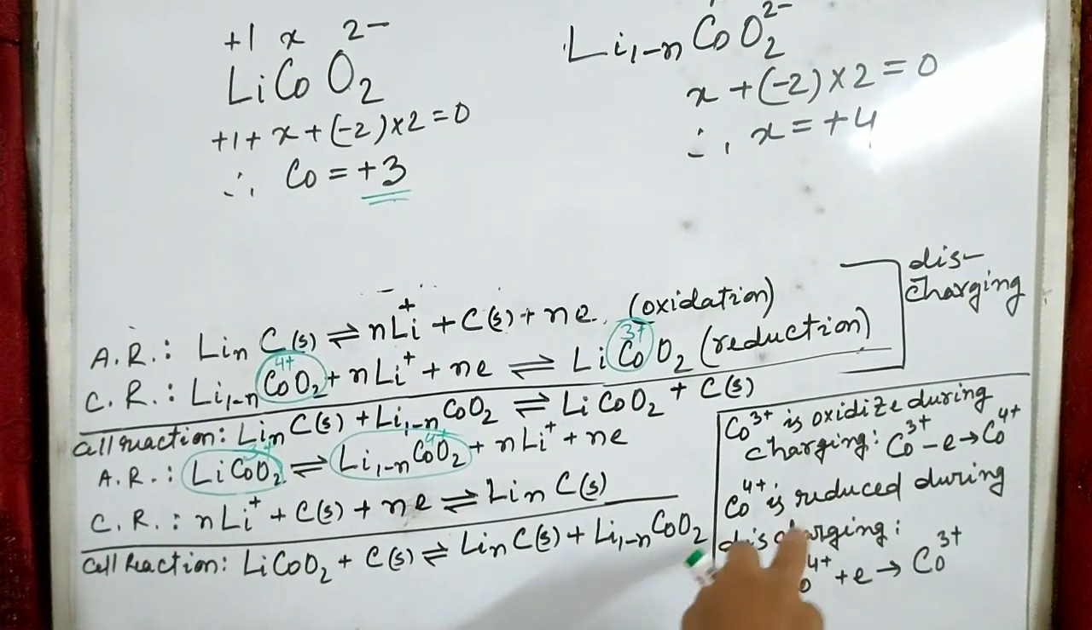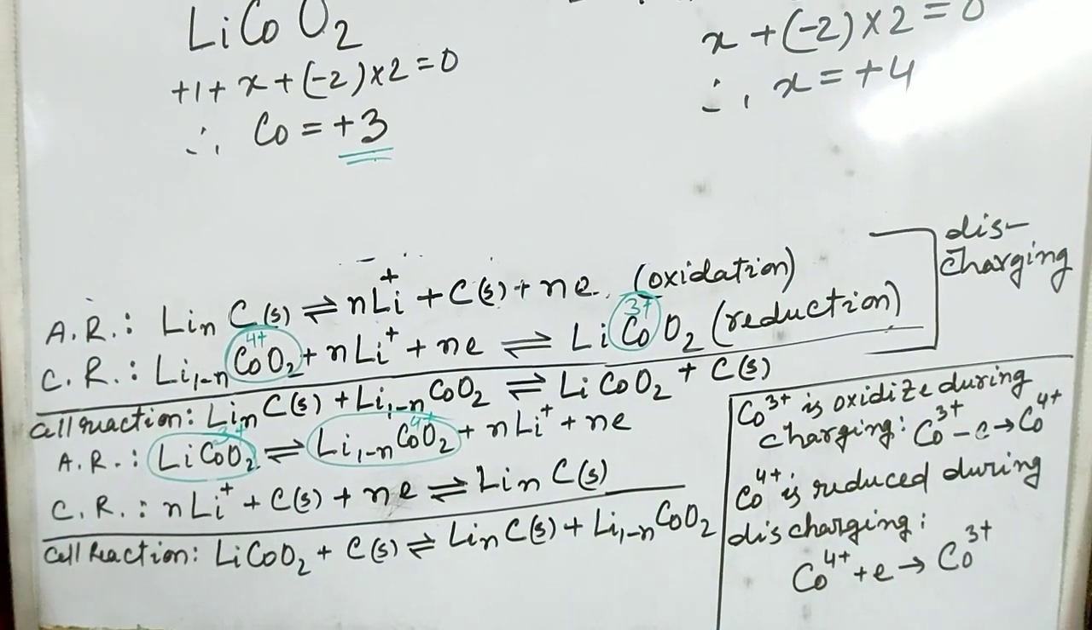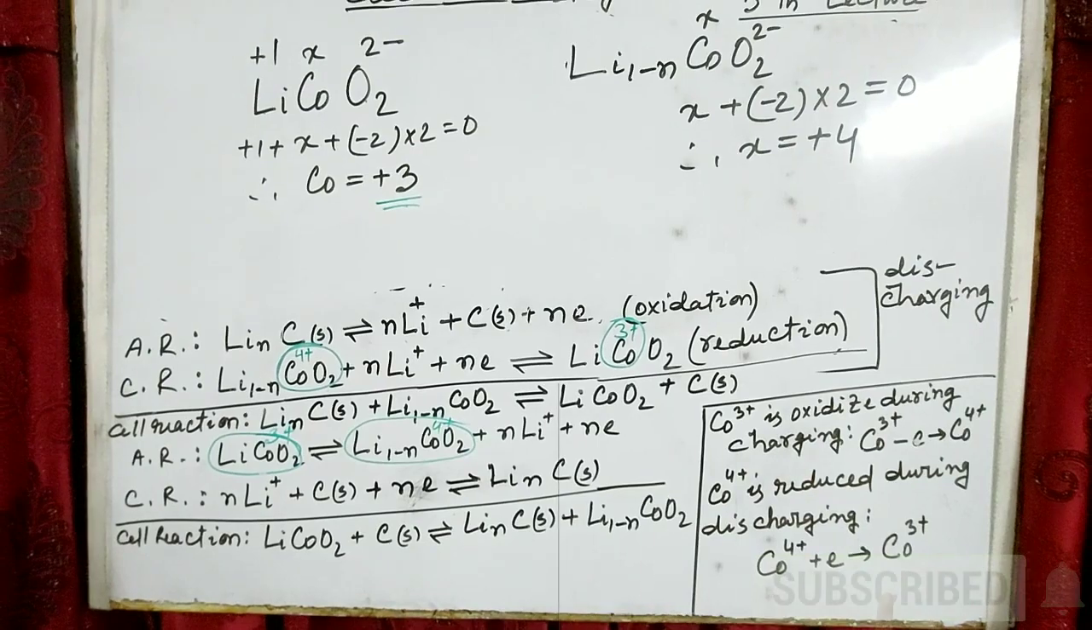Actually, due to the releasing and accepting of electrons, electricity is produced. That's all about the lithium ion battery.